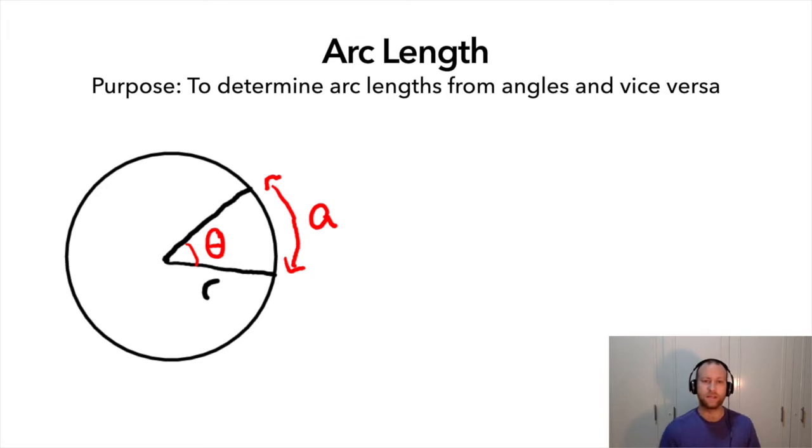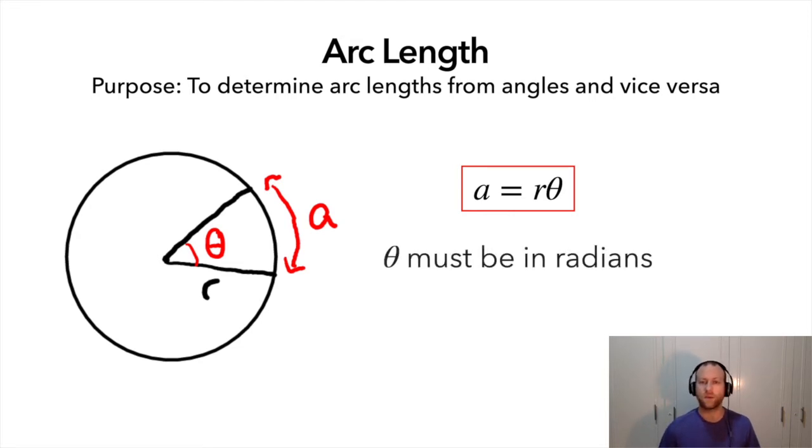So here is a circle. You've got the radius, you've got the angle, and you've got the arc length. From that, we get this equation. A equals r theta. The important thing for this is theta, which is the angle, must be in radians. If it's in degrees, this is not going to work. Remember I told you you have to get to know radians because in some cases that is what's going to be used. And here's one of them.